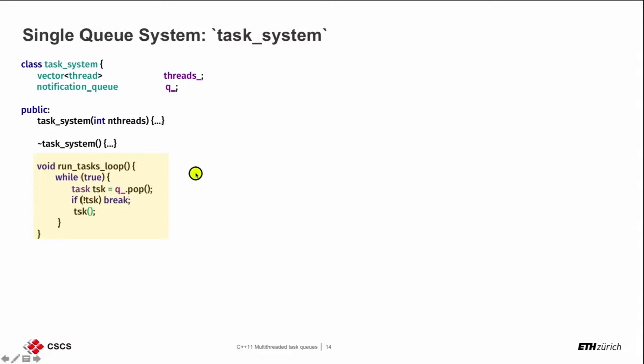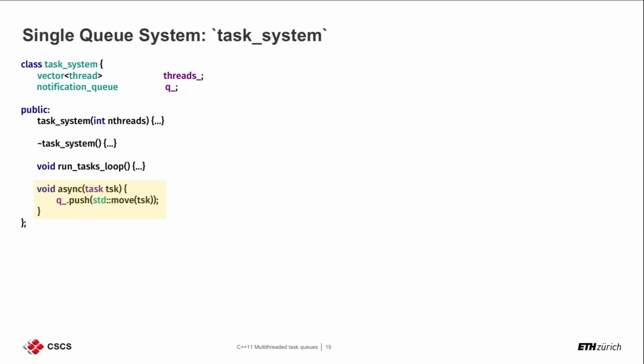And if the task is not true here, we're supposed to break out of our infinite loop because we don't have any more tasks to execute and the threads have done all of their job. Otherwise, our task has a function in it, and we want to execute our task.